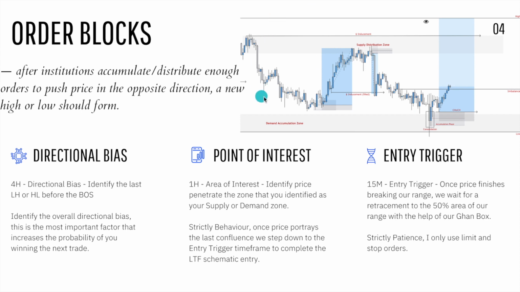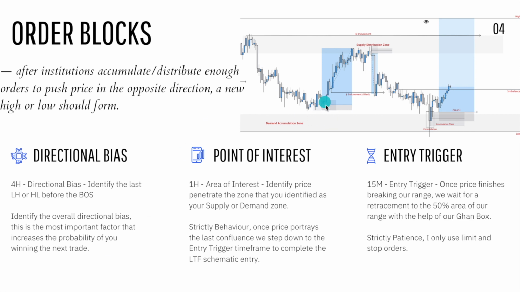So as you guys can see, we're in a ranging market, and I can see that we're ready to push towards the upside. So we are bullish. Identify the overall directional bias, which is bullish. This is the most important factor that increases the probability of you winning the next trade. So I cannot stress this enough. Directional bias is the most important.